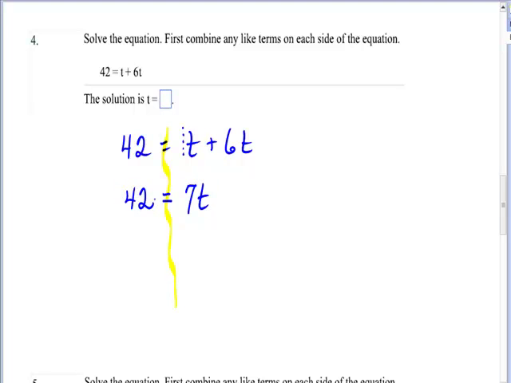Now, where's the variable? It's over here. What's going on? Multiplication. What's the inverse? Division. Divide by 7. If you divide the right side by 7, you have to divide the left side by 7. That's going to give me 6 is equal to t.